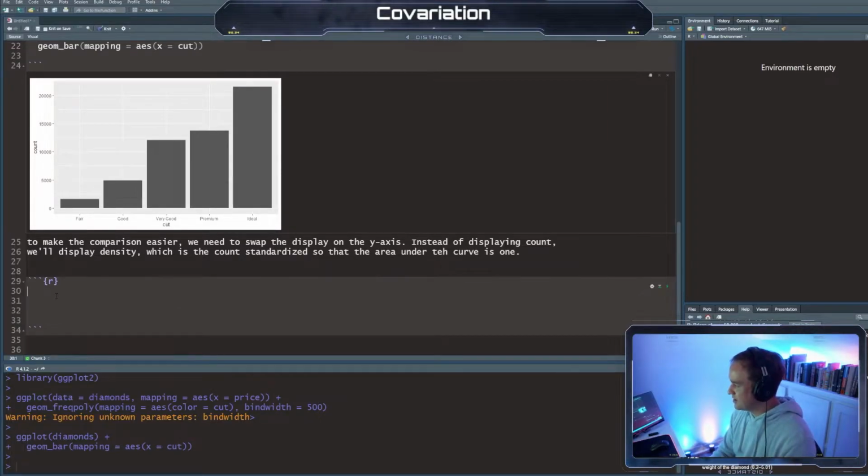So let's do this. ggplot, data equals diamonds, mapping equals aesthetic, x equals price, y equals ..density..